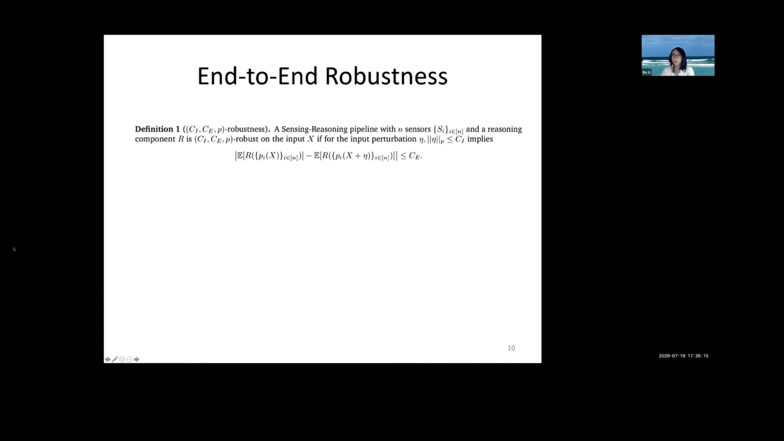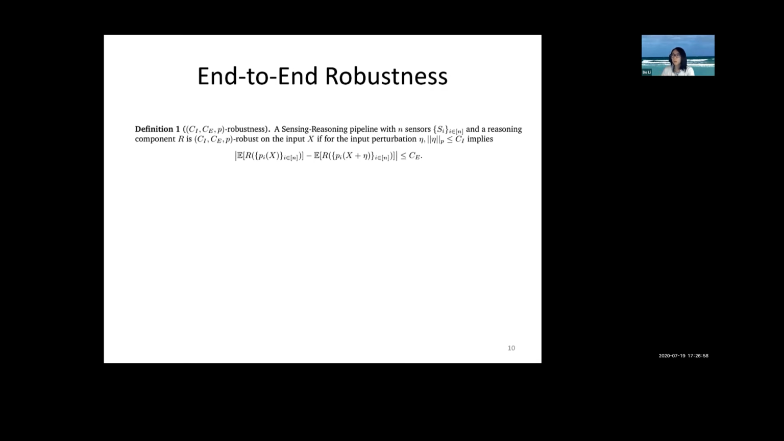And next, let's have the formal definition of our end-to-end robustness for this sensing-reasoning pipeline. Basically, given the input, the magnitude of perturbation bounded for the input data, and the output of this end-to-end pipeline, we hope we can bound the output of the reasoning component given the input and the perturbation of the input. So as long as the perturbation of the input is within a certain range, for example, CI here, we know the end-to-end output for this pipeline will be bounded by CE.